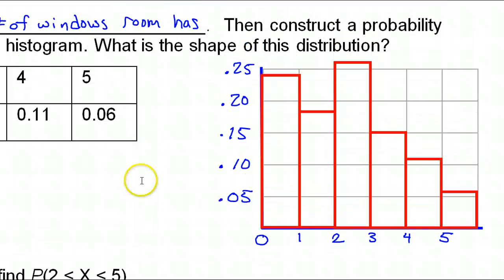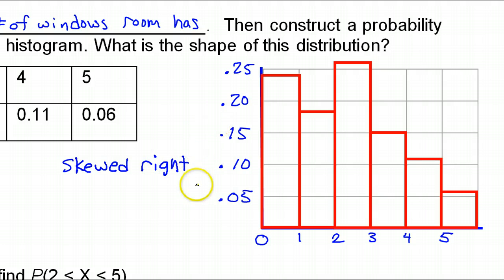Okay, we're also supposed to mention the shape of this histogram. See how it gets smaller as it goes to the right? That's going to mean that it is skewed to the right. Always look at the small side if there is one. If it's small on both sides, then it's symmetric. If it's got two humps, then it's bimodal. But if it's got a tail on one side, then that's the side to which it is skewed. So this one is skewed right. So we'll just write that down. This is skewed right. I've seen all kinds of interesting spelling, so check out how you spell skewed, people.